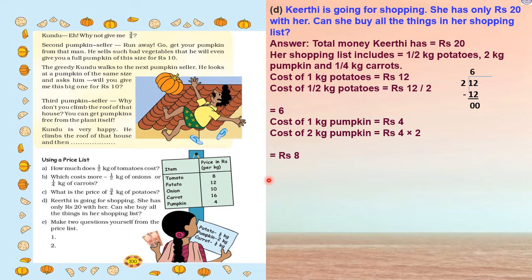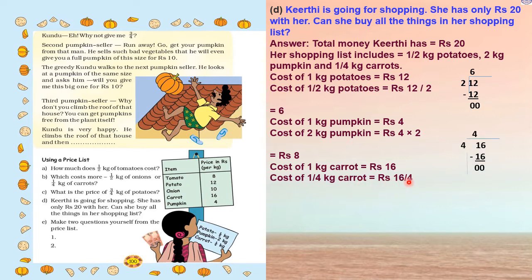Now she has to buy 1/4 kg of carrot. The cost of 1 kg of carrot equals rupees 16. Now for 1/4 kg of carrot, how will we do it? 16 divided by 4. In the 4 table, when 16 comes, 4 fours are 16. So that is rupees 4.